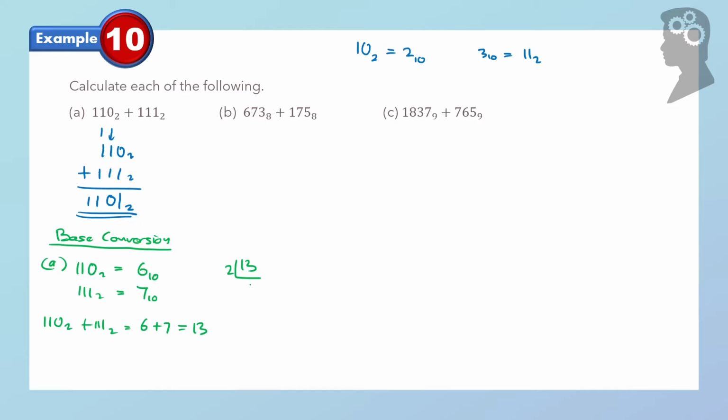13 divided by 2 becomes 6, remainder 1. 6 divided by 2 becomes 3, remainder 0. 3 divided by 2 becomes 1, remainder 1. And 1 divided by 2 becomes 0, remainder 1. So the answer is 1101 binary number. Okay, can you understand the explanation of both methods? Do you understand, teacher? Understood.